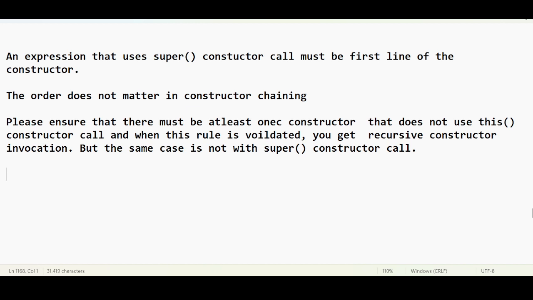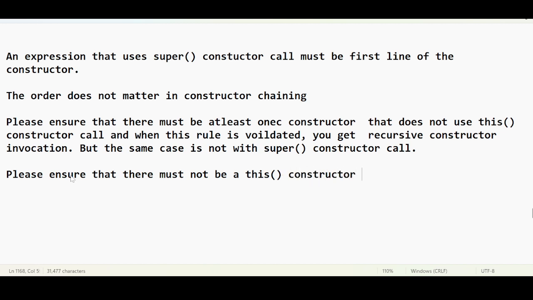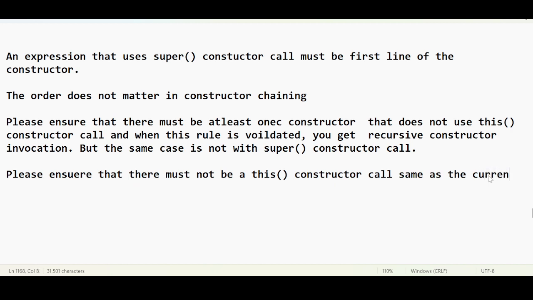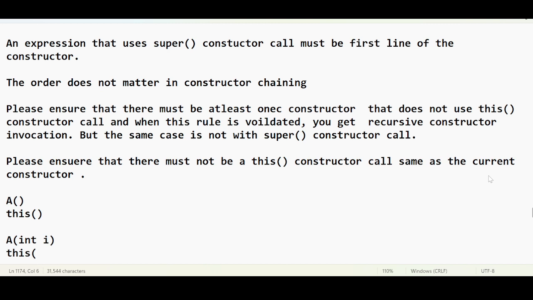Second, please ensure that there must not be a this constructor call same as the current constructor. What does it mean? If you have a no-argument constructor, you cannot have a no-argument this call. If you have an int argument constructor, you cannot place an int argument this call.